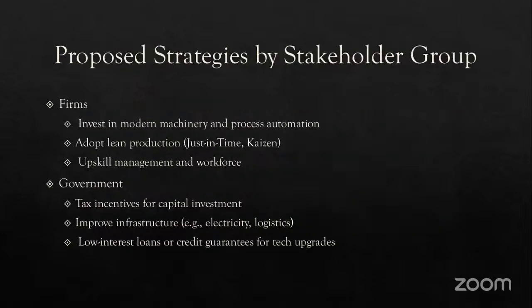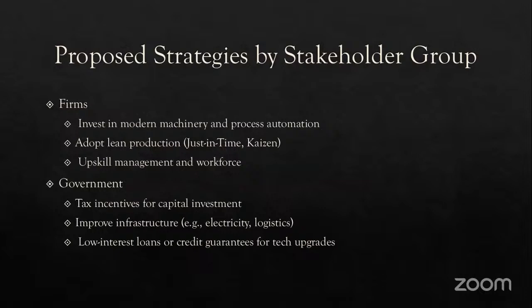So what are the strategies that we propose in terms of the different stakeholders that have been mentioned? With respect to firms, they have to think of investing in modern machinery and look at process automations, which might not require larger investments. Then you will have to adopt lean production practices like just-in-time, Kaizen, things like that. And then you also need to upskill your management and the workforce.